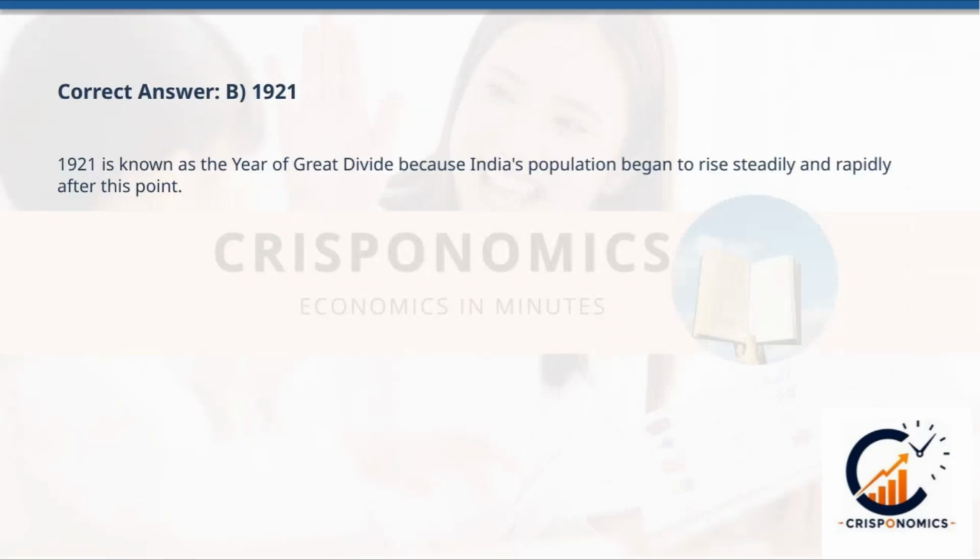1921 is called the Year of Great Divide because it marks a turning point in India's population growth. Before this year, growth was slower and more irregular. But starting in 1921, the population began to rise steadily and rapidly. This shift had major implications for the country's social and economic landscape, shaping the challenges and opportunities that followed. Understanding this moment helps us see how demographic changes influence history.